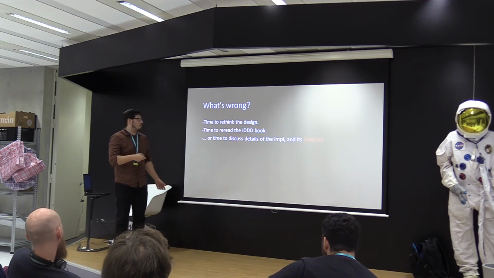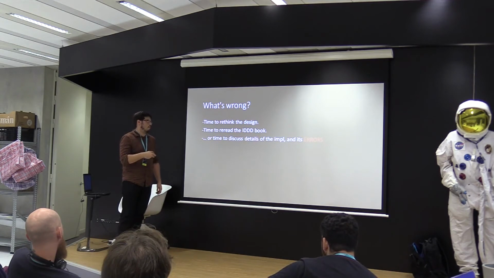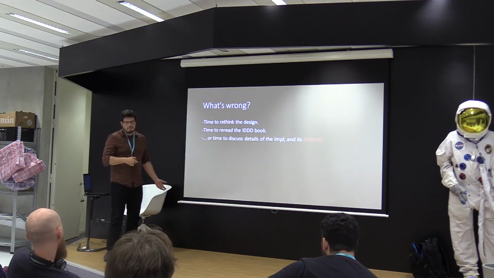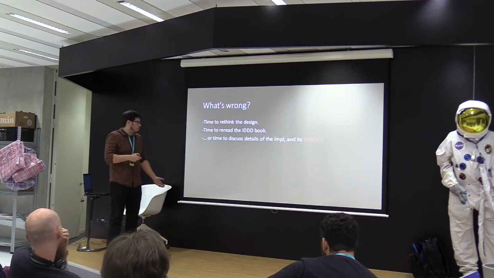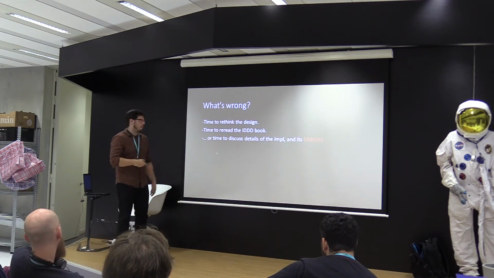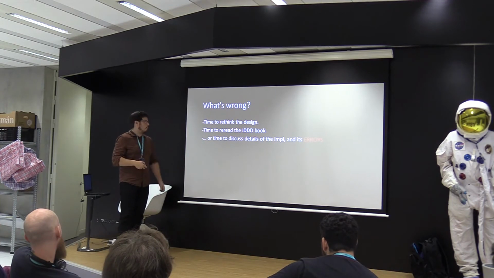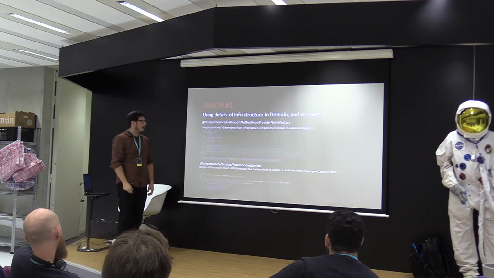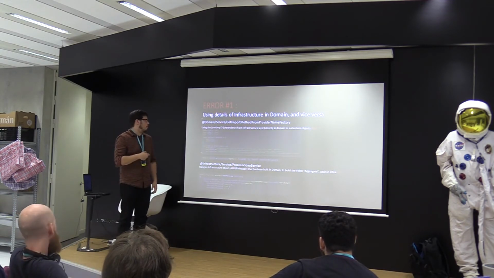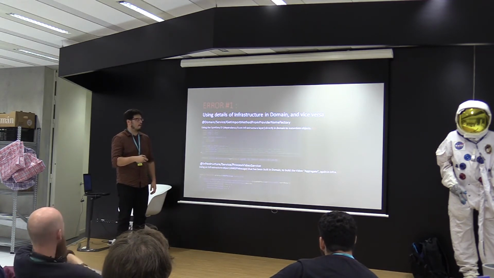It's time for me to reread the Vaughn Vernon book, Implementing Domain-Driven Design, or it's just time to discuss the errors of the implementation, which seemed quite obvious to me once I discussed with my former colleagues what I did wrong in the technical test, when I discussed with my potential employer what I did wrong, and so on. So, my first error was to use details from the infrastructure in the domain and vice versa.